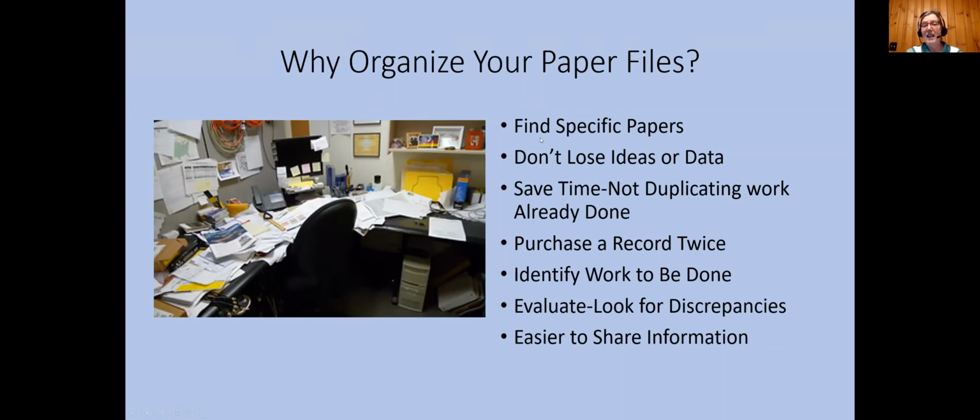Number one, it would be a lot easier to find specific papers. Many of us have probably written ideas down on a scrap of paper and then it gets lost in a pile and you can't find it, or some research data that you can't find. That saves time because you're not duplicating what you've already done. Might prevent you from purchasing a record twice if you don't remember that you already had it. Organization systems will also help you identify work to be done, evaluate your work, and look for discrepancies.